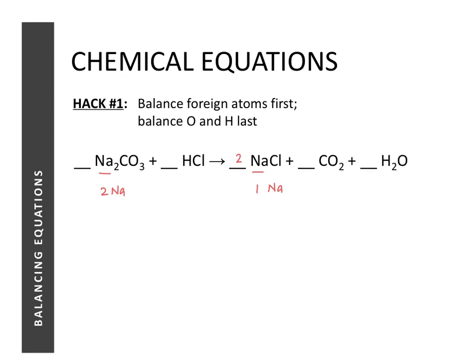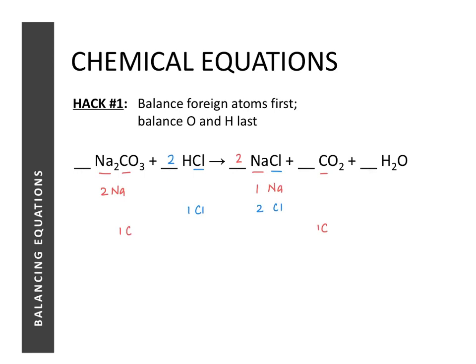The next foreign atom that I want to look at will be chlorine, and there is 1 chlorine atom on the left and there are 2 chlorine atoms on the right. So how do we balance the chlorine atoms? We add 2 in front of HCl. And the next foreign atom that I want to look at would be carbon. There's 1 carbon on the left and there's 1 carbon on the right, so that's already balanced.